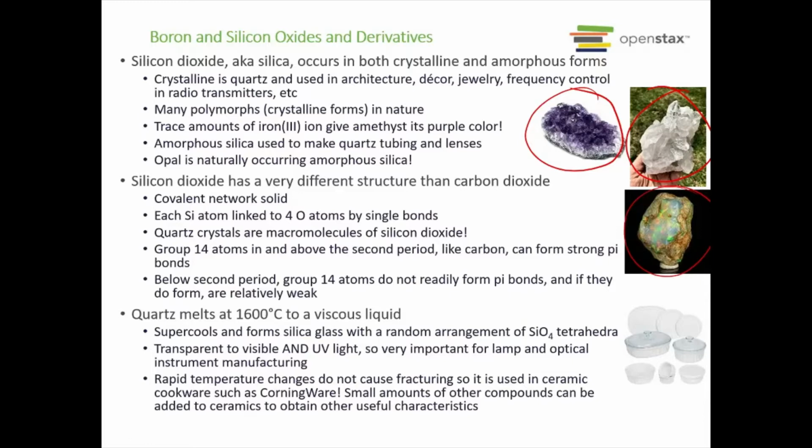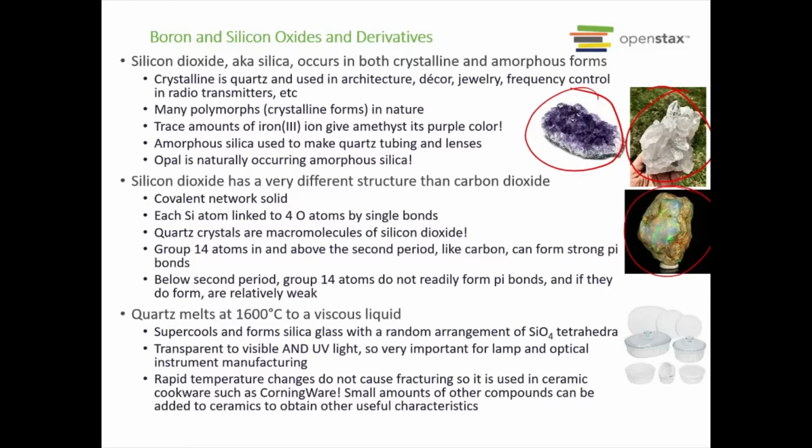Silicon dioxide has a very different structure than carbon dioxide, even though silicon is right underneath carbon on the periodic table. Silicon dioxide is a covalent network solid, so that means you have a bunch of linkages. Each silicon atom is linked to 4 oxygen atoms by single bonds, whereas in carbon dioxide you have individual carbon bonded to 2 oxygen atoms. And what's kind of cool is quartz crystals themselves are actually macromolecules of silicon dioxide. So you're holding a quartz crystal and you're holding one big molecule.